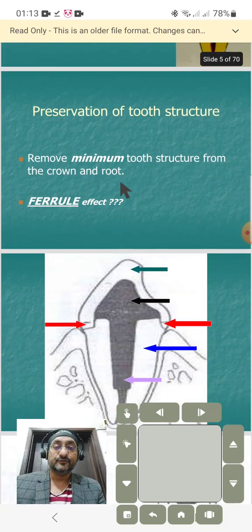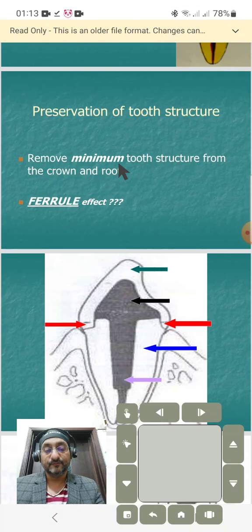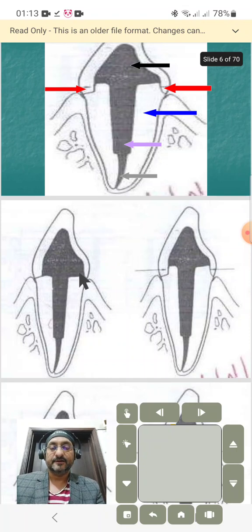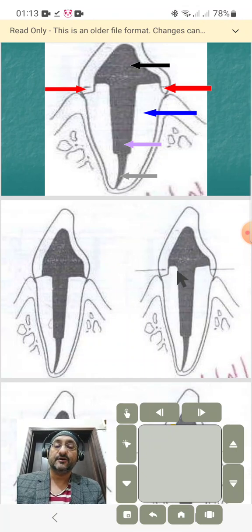The preservation of tooth structure is also important. You are supposed to remove a minimum of the tooth structure while achieving the ferrule. What is ferrule? If you compare these teeth, you can see here the core is just seating over the dentine, and the artificial crown is just seating over the sound dentine. But here the artificial crown is encircling the root, or dentine of the root.